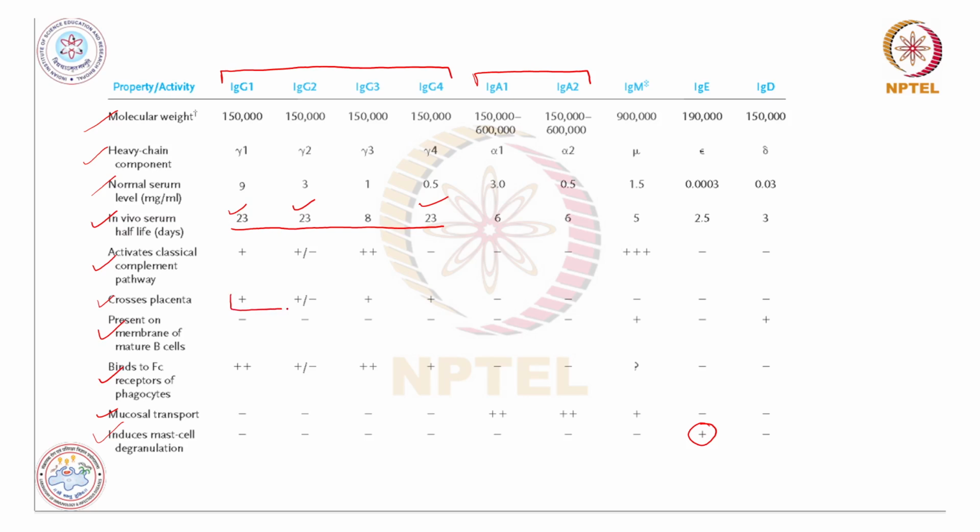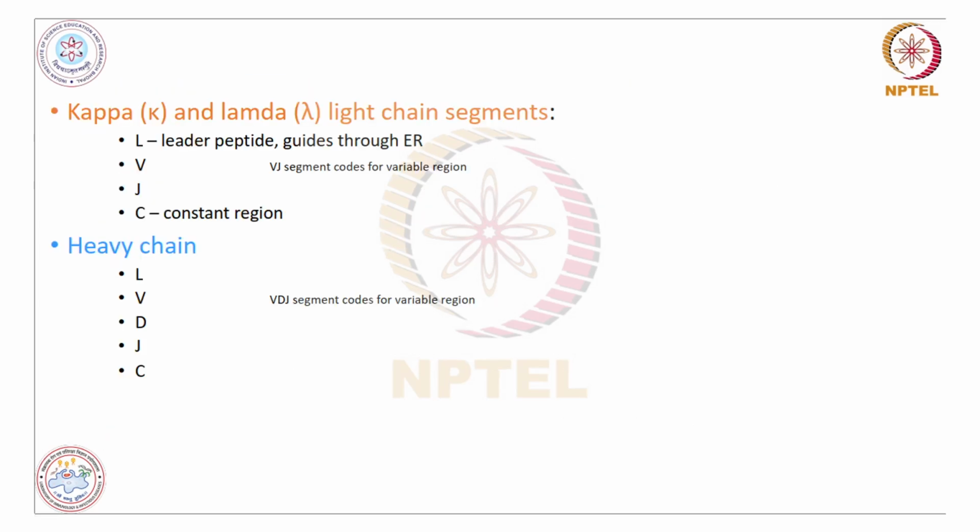And only this IgG can cross the placenta. So there are these different properties of all the antibodies. You can check it out from the table. And the light chains can be of kappa and lambda, which we have just seen.